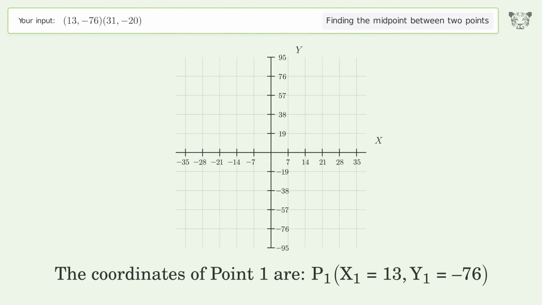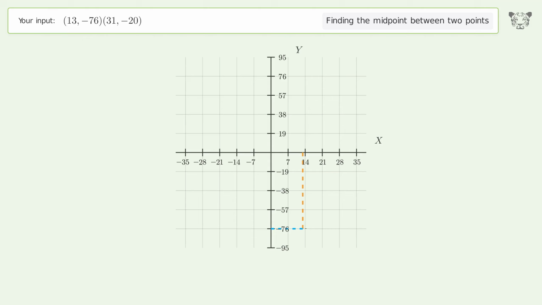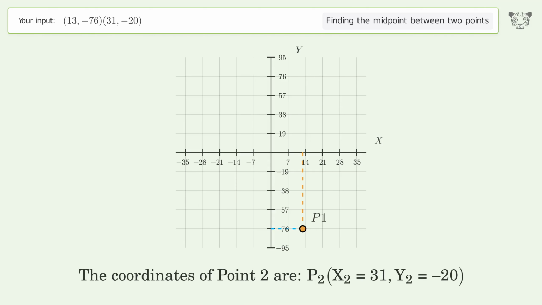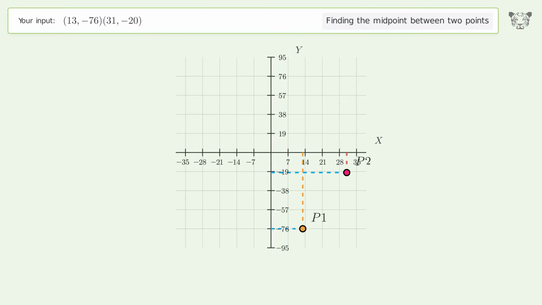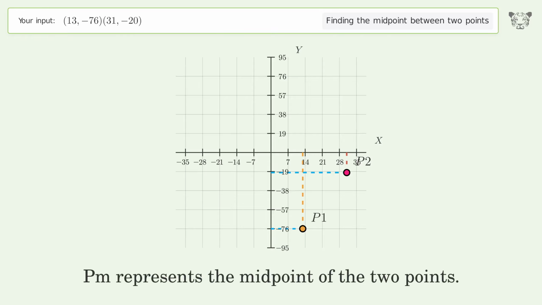The coordinates of point 1 are x1 equals 13, y1 equals -76. The coordinates of point 2 are x2 equals 31, y2 equals -20. PM represents the midpoint of the 2 points.